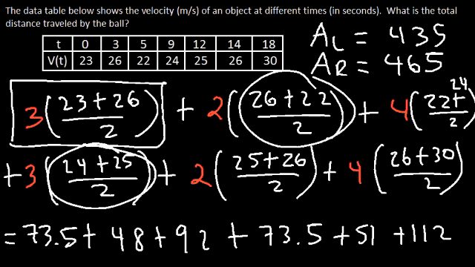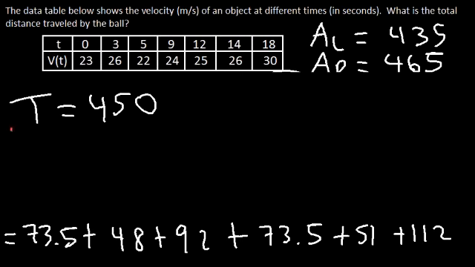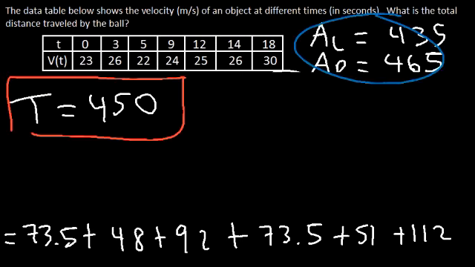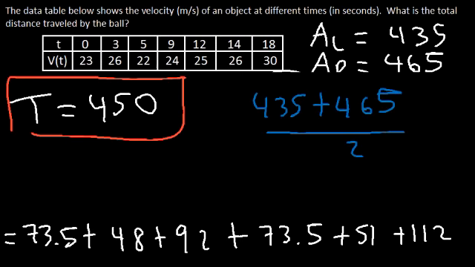Now let's add up these numbers. Let's make some space first. So if you add up these 6 numbers, you're going to get 450. Now let's check to see if our work is correct. Let's average these two values. $435 plus 465 is 900. 900 divided by 2 is 450. So this is the area using the trapezoidal rule.